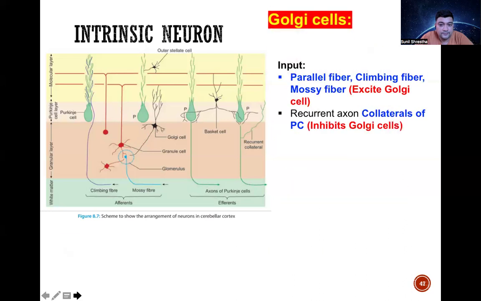Now inputs. What are the inputs? From where are the inputs coming into the Golgi cell? From the parallel fiber, from the climbing fiber, as well as from the mossy fiber. These are the inputs from where the Golgi cells receive their information. It might also get information from the recurrent axons coming from the collaterals of the PC, that is the Purkinje cells. So right from here they are also getting the inputs.